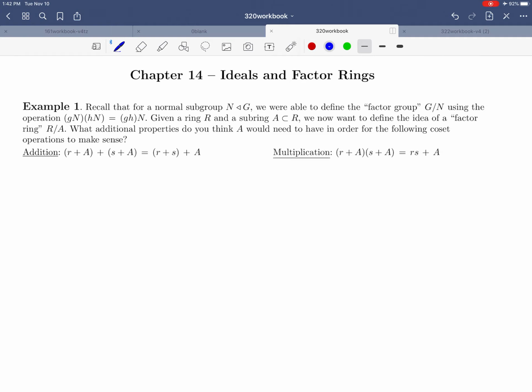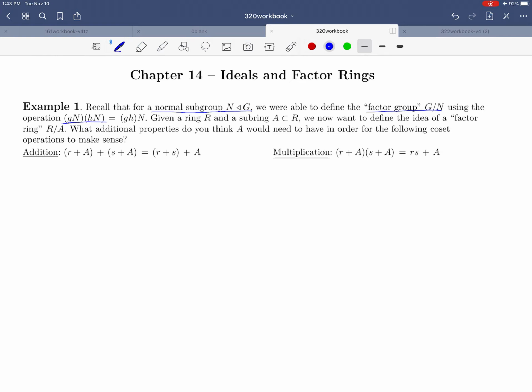So let's look at example 1. When we had a normal subgroup N of a group G, then we were able to define a factor group using the operation of cosets, between cosets. So we had two cosets, gN and hN, and we said that gN times hN was defined as gh N. So we just had to multiply these representatives of our cosets together to get the result of this multiplication of cosets.